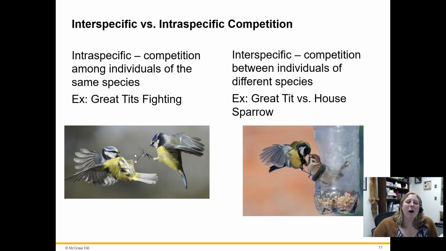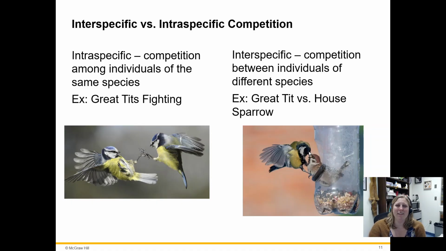Okay. When you have two great tits fighting with one another, that's going to be intra-specific competition, and that can still reduce the fitness of both of these, because at this point, they are putting in energy to fight against one another. They could be hurt. They could get injured, and that injury then requires energy to heal. And so we do see them both having a loss of fitness as compared to if they didn't fight with one another at all.